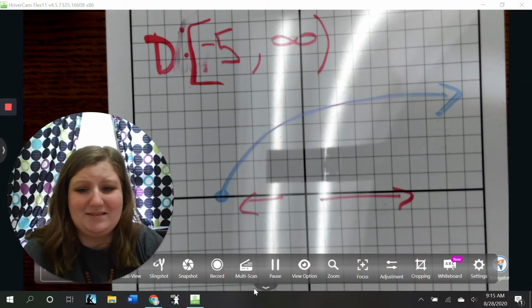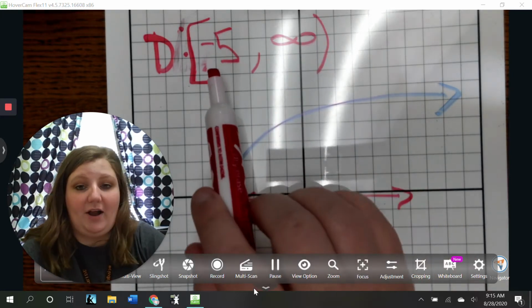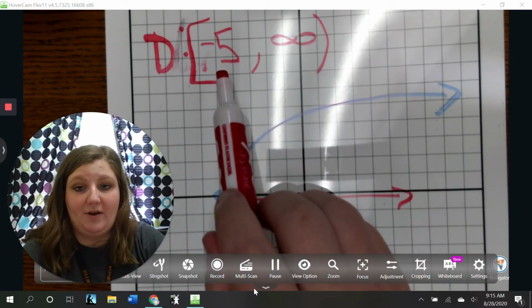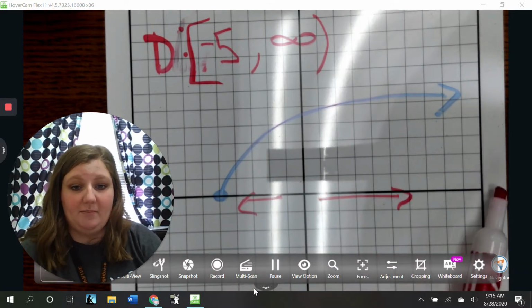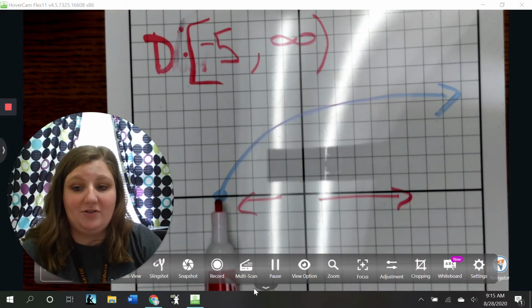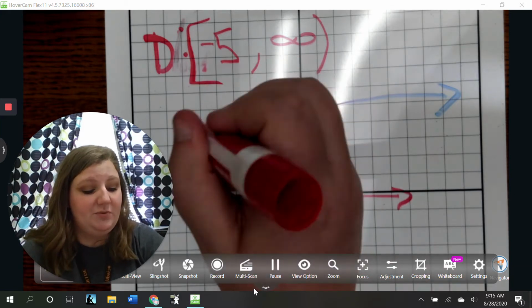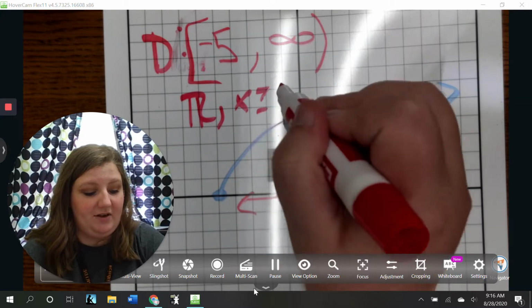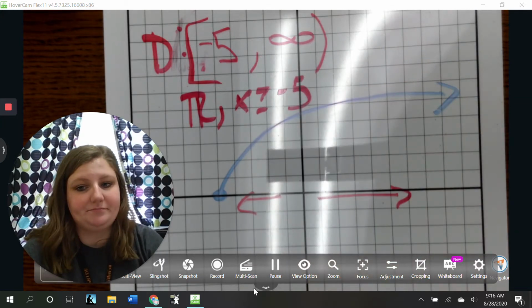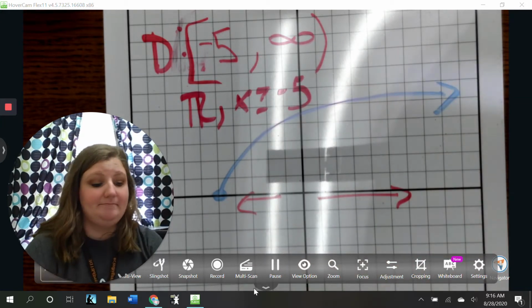We could write this in a different way. Notice for our x values, all of our x values are greater than or equal to -5. As we start at -5 and we move up to the right, everything is either greater than or equal to -5. So we could say our domain is all real numbers x greater than or equal to -5. So that's just another way of writing it.